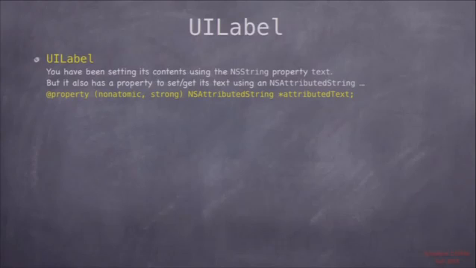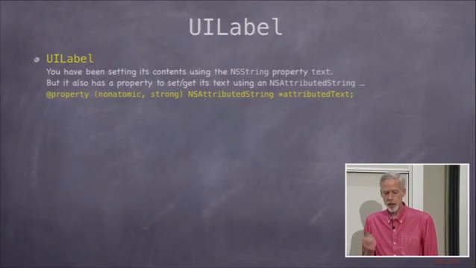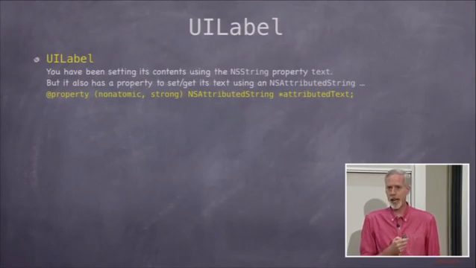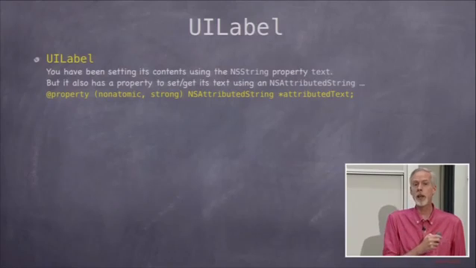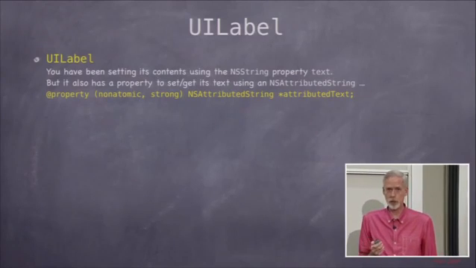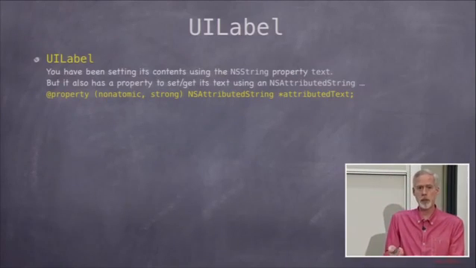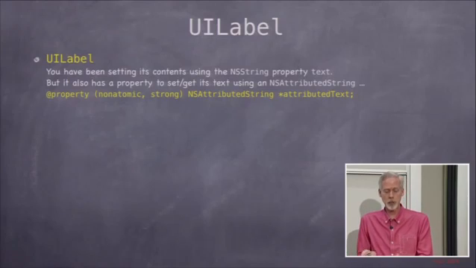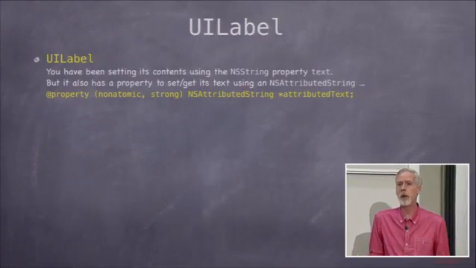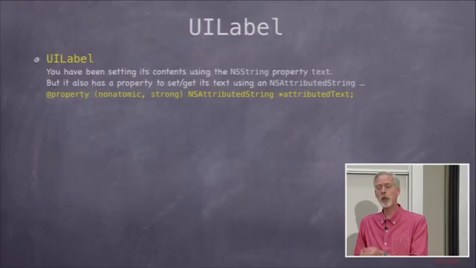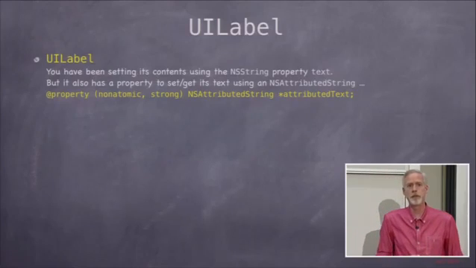UILabel has a property. It's an NSAttributedString called attributedText. It's just like the text property, which is an NSString, which you've already used in this class, like the score label and the flips label. We set the text property. So there's an attributedText property, and you just set that property to be an NSAttributedString instead of an NSString. And that's it.